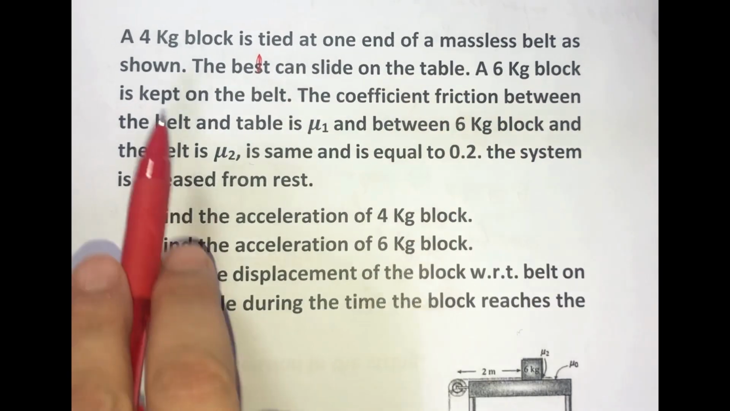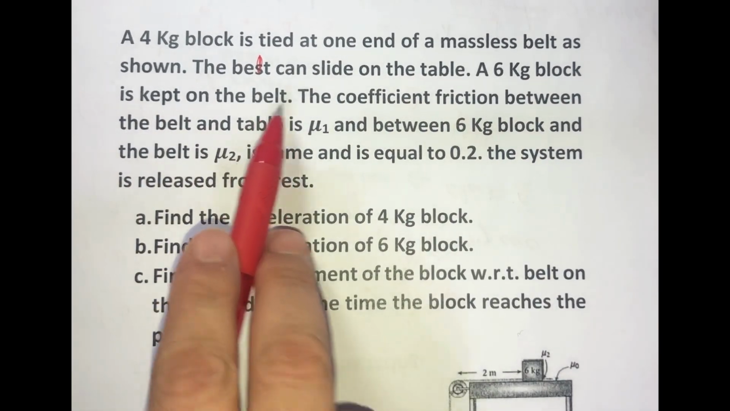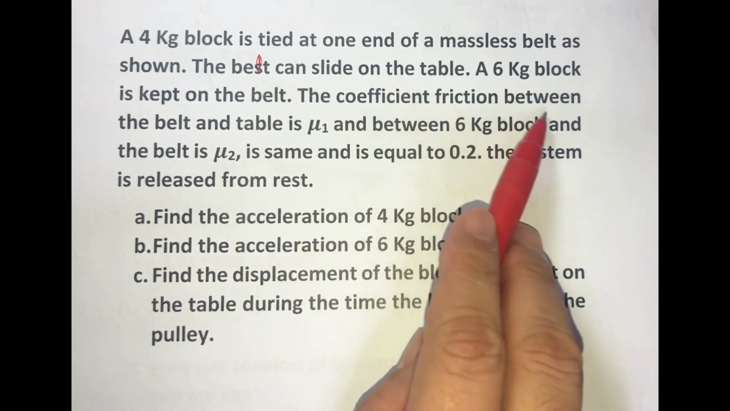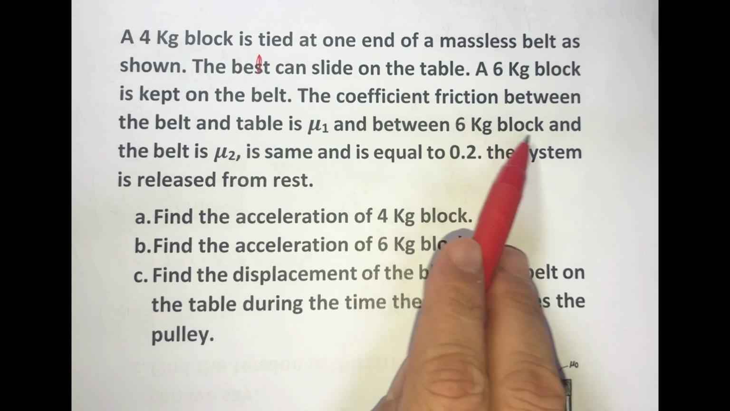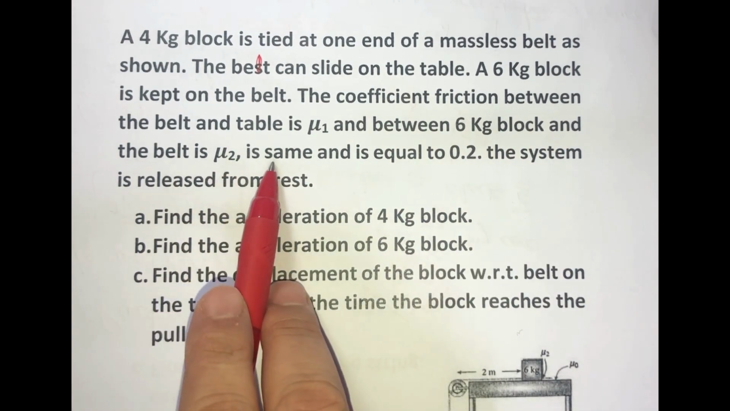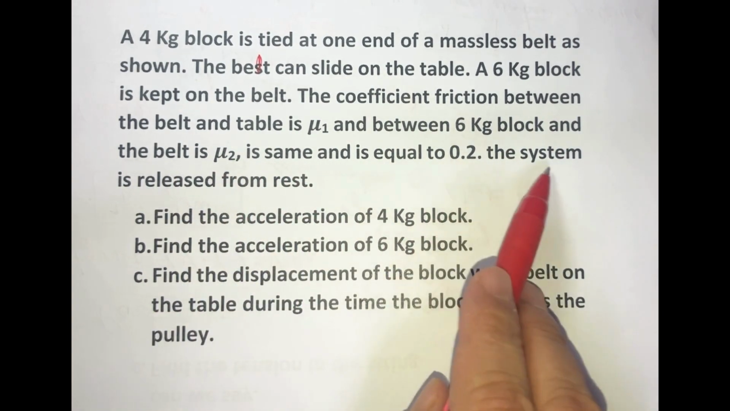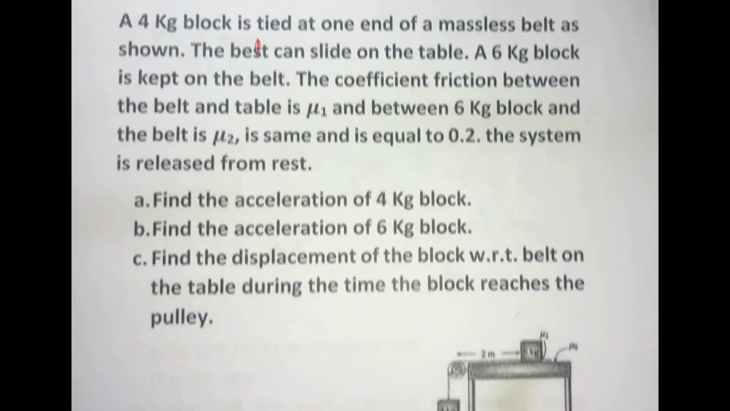A 6 kg block is kept on the belt. The coefficient of friction between the belt and the table is mu1, and between the 6 kg block and the belt is mu2. Both are the same and equal to 0.2. The system is released from rest.